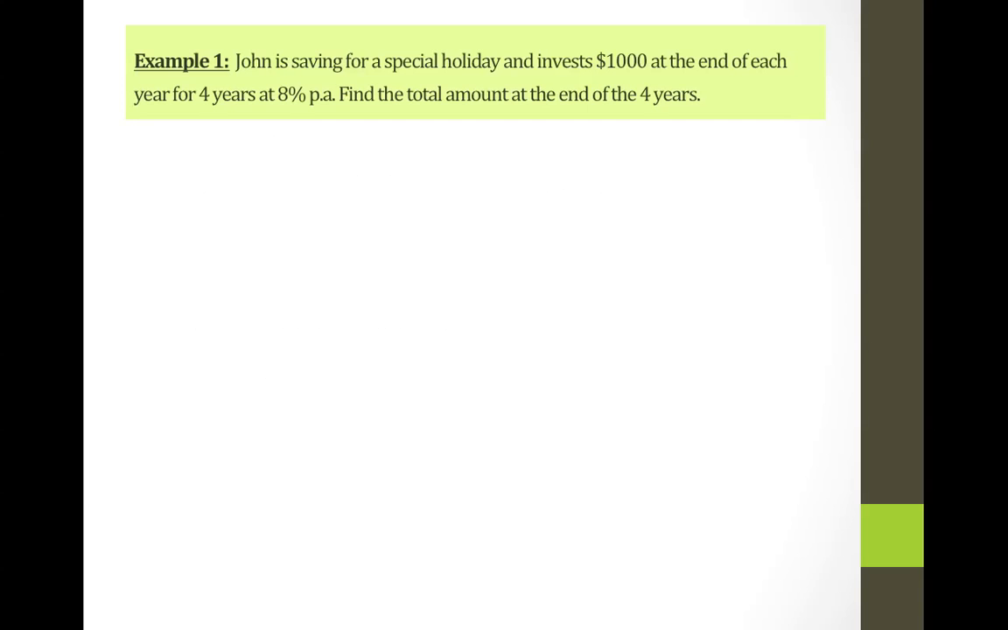Example 1. John is saving for a special holiday and invests $1,000 at the end of each year for 4 years at 8% per annum. Find the total amount at the end of the 4 years. Once again, we check that the interest rate is per annum and it's a yearly amount that he invests. So the same time unit is used.